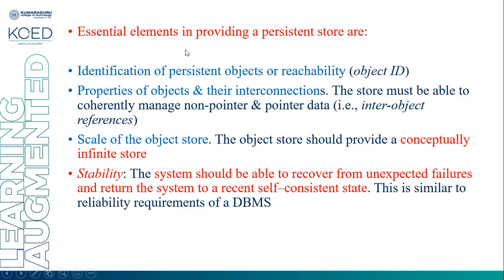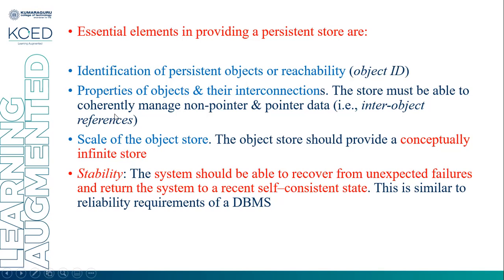What are the essential elements in providing persistent data? First is identification of the persistent object, or reachability, through the object ID. Second is the properties of the object and their interconnection. The store must be able to coherently manage non-pointer and pointer data.